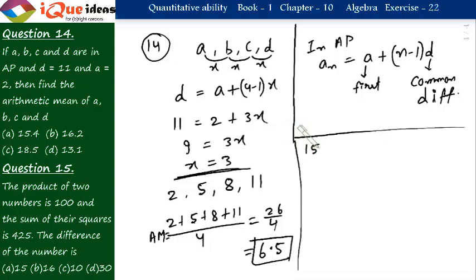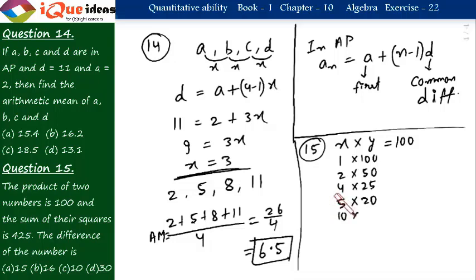Now question number 15. It says the product of two numbers is 100 and the sum of their squares is 425. The best way would be to use the options, no, you can't use the options. Let's say two numbers, the product is x into y, that is equal to 100. Let's break 100. It could be 1 into 100, 2 into 50, 3 won't be possible, 4 into 25, 5 into 20 or 10 into 10. And the second information that we have is x square plus y square is equal to 425.